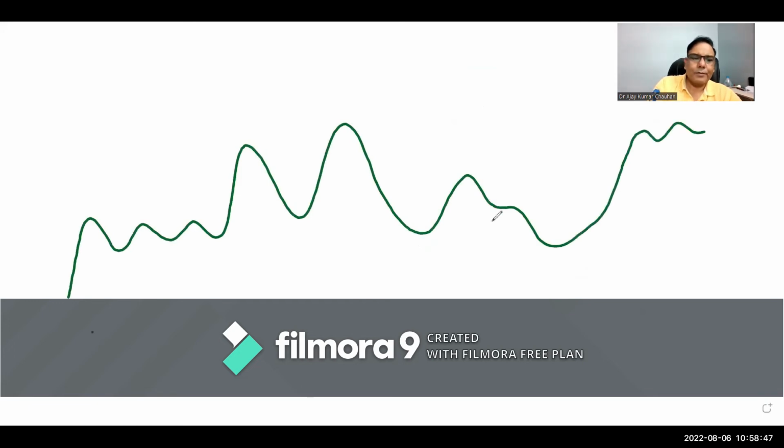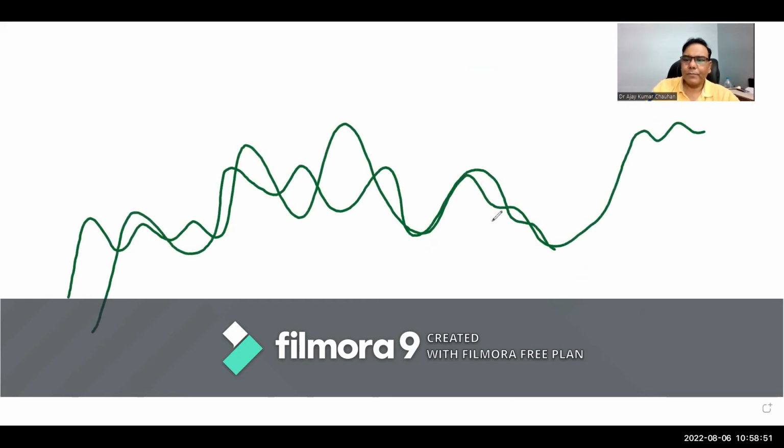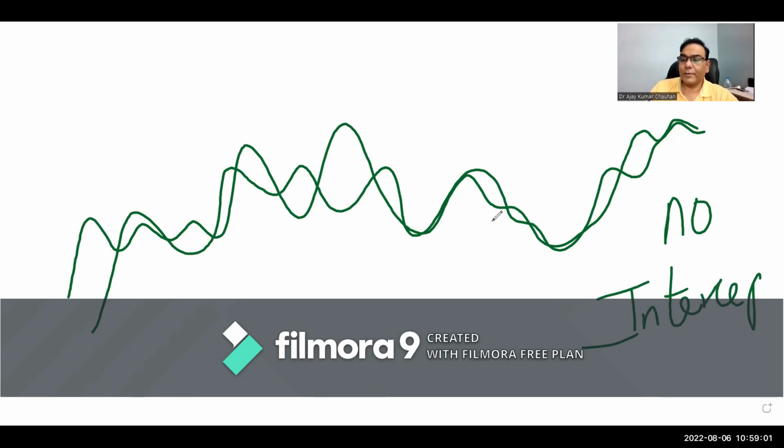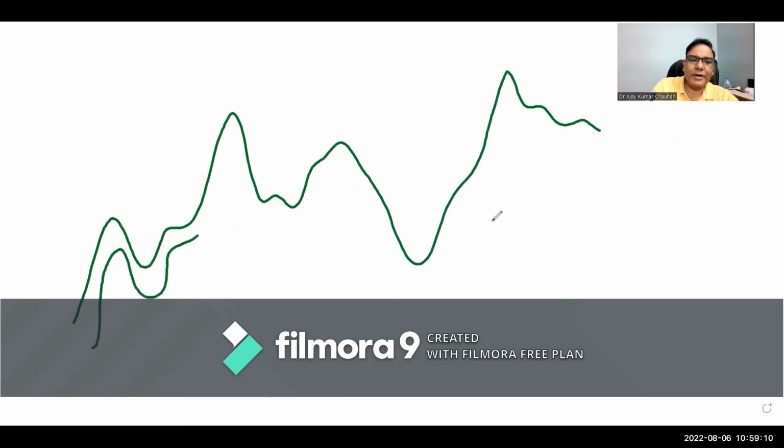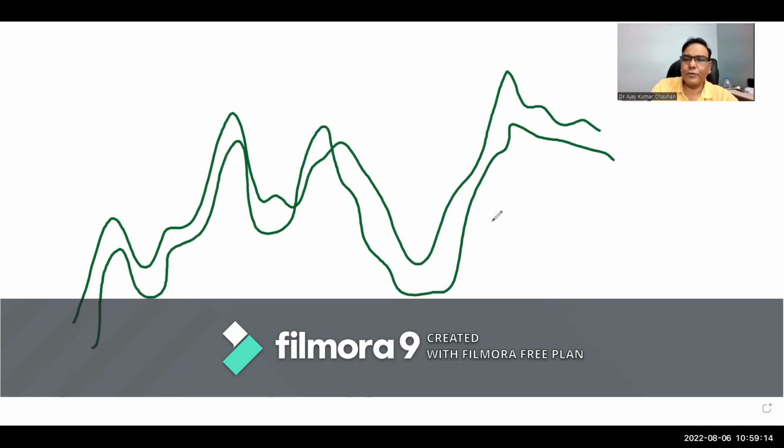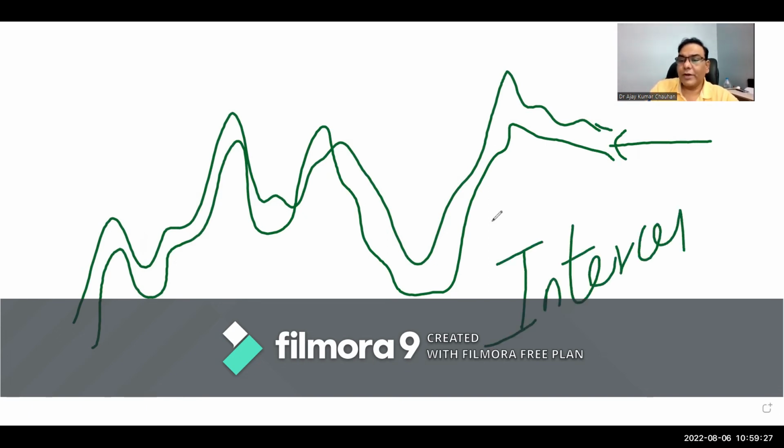I told you that X and Y move randomly. Suppose they are moving like this. Sometimes X moves up, sometimes Y moves up. This is called no intercept. Condition number one. After that, if they are moving like this and most of the time they are maintaining this gap, sometimes they can overlap, but most of the time they are maintaining a constant difference between the two, that is called intercept. So intercept means a constant difference between the two.